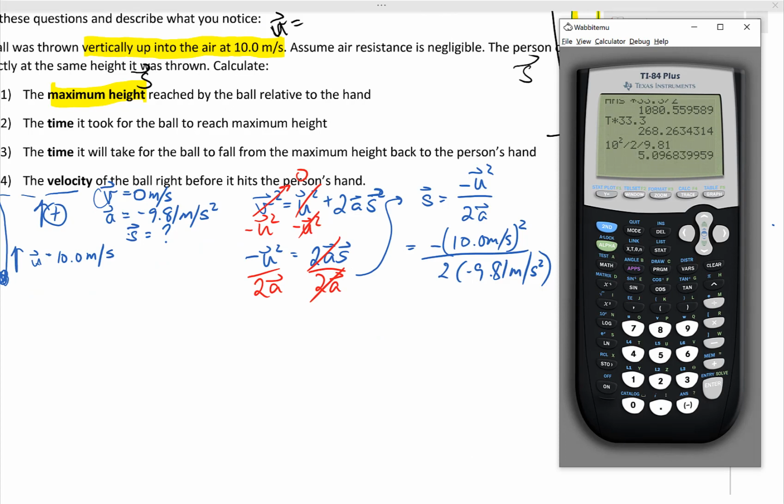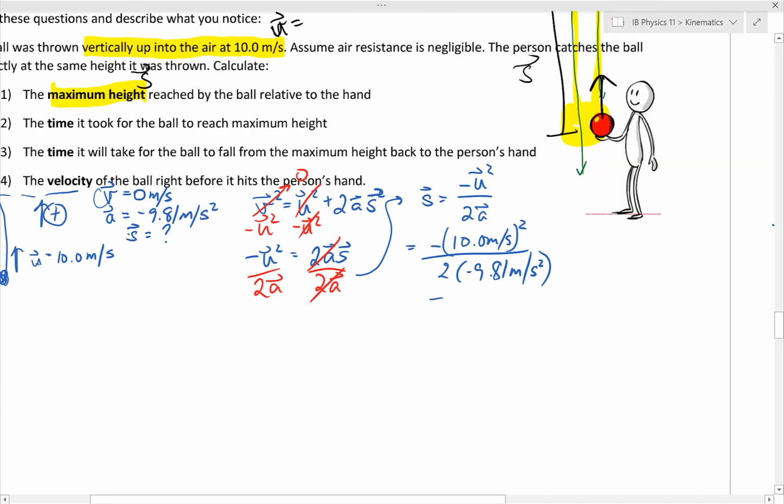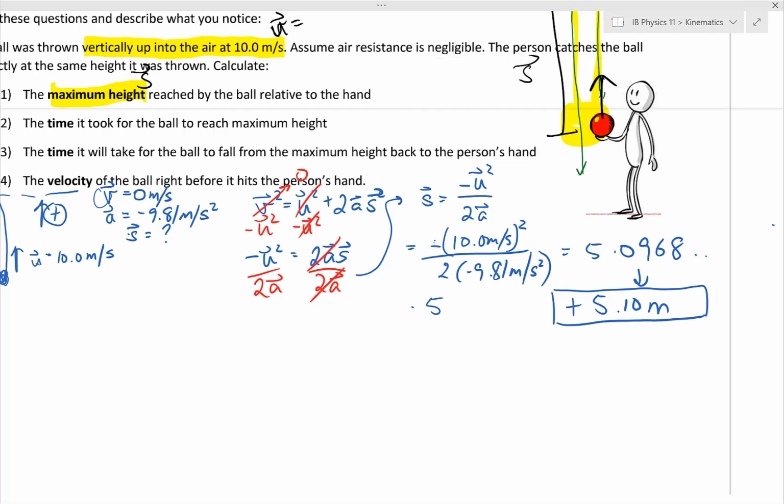And we end up with this displacement here. Okay, so 5.0968. I'm going to round this off to 3 sig figs, I believe, so 5.10 meters, and this is upward, so I'm going to write positive. Notice that these two negatives here, up and down, cancel, so that gives me a positive value. I guess I'm checking my answers already, which is a good thing because we want our displacement to be positive in the upwards direction for a maximum height.